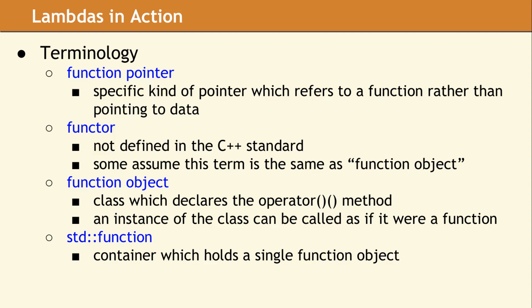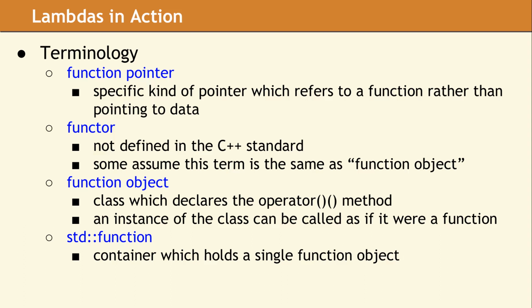The first term we want to talk about is function pointer, which is a specific kind of pointer. It is a pointer which refers to a function rather than a particular piece of data. Many languages have some kind of function pointer type, and the one used in C++ has its roots in C. A normal pointer holds the address of an object. More accurately, a pointer references an L value. A function pointer is a bit different since it refers to a particular free function.